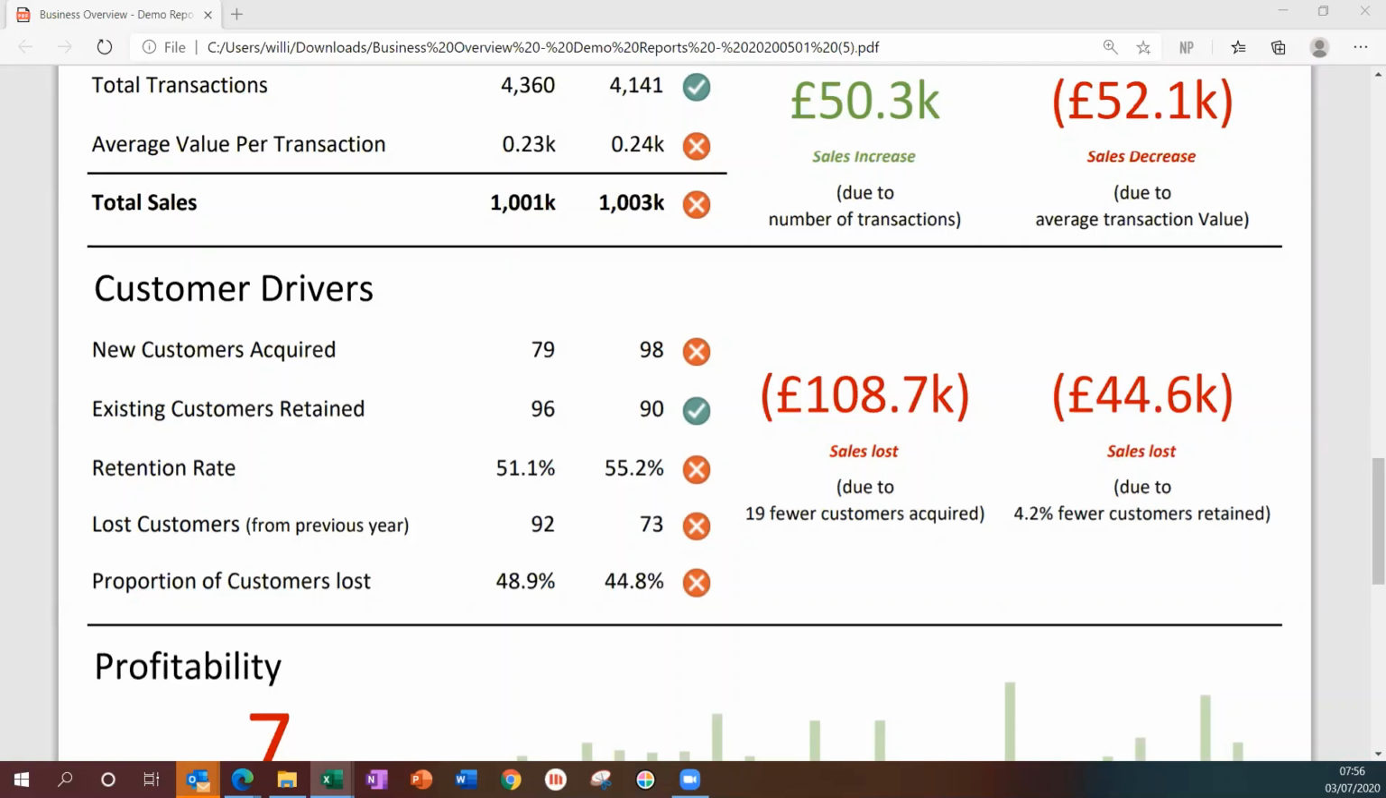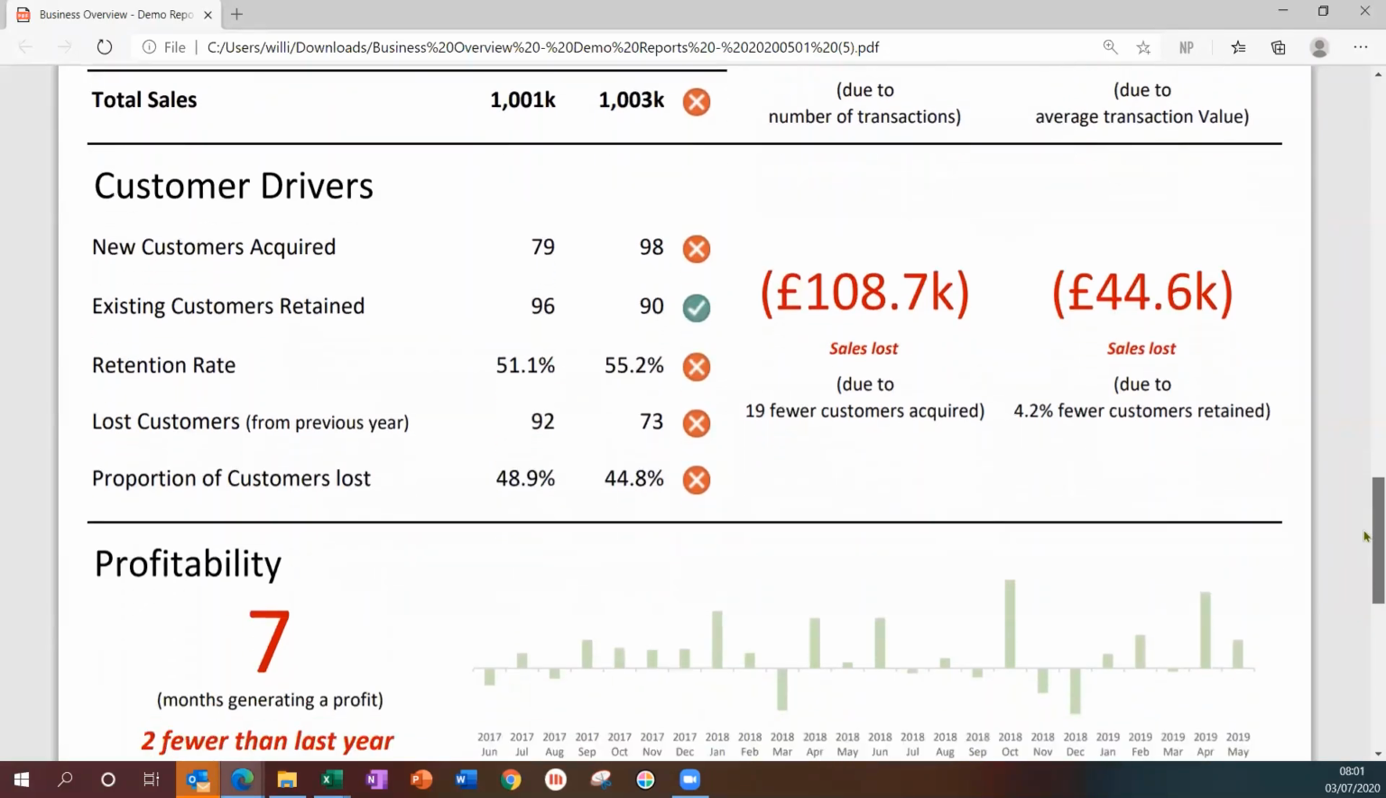The sales gained or lost due to a movement in the number of customers acquired is calculated by multiplying the average sales value per customer by the movement in new customers acquired compared to the previous year. The sales gained or lost due to customer retention is calculated by deducting the sales that would have been achieved had you maintained the same retention rate as in the previous year from the sales actually generated from retained customers.